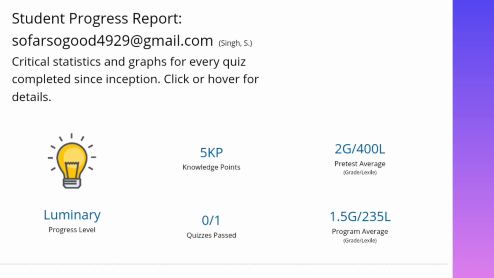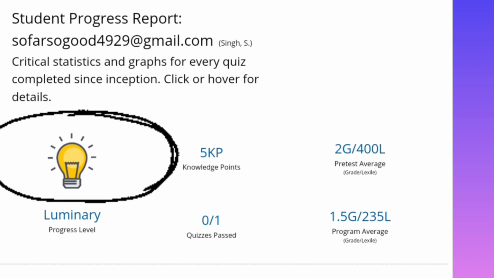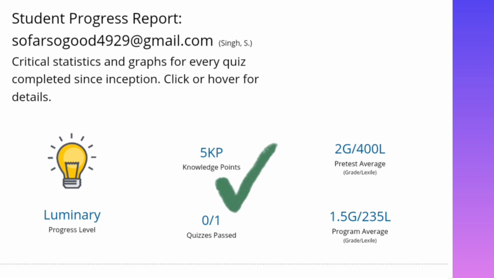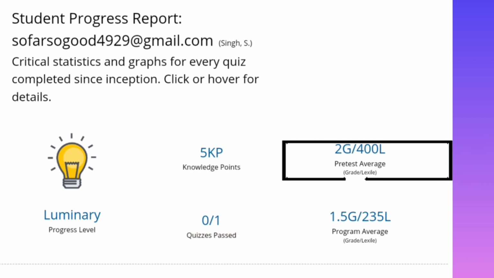If you see, the progress level is luminary and I have received 5 knowledge points for the same. If I talk about quizzes that I have passed, that is 0 out of 1. Till now I have attempted 1 quiz, that is why it shows 0 out of 1. The pre-test average was the benchmark to know our exact level. I received 400 Lexile and the questions were from 2nd grade.